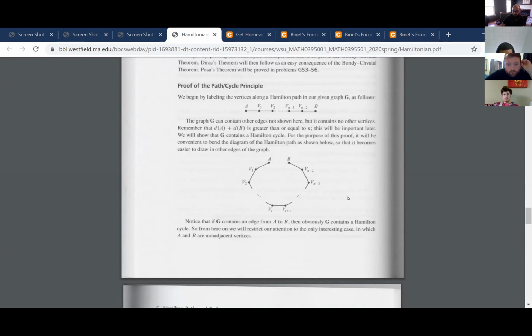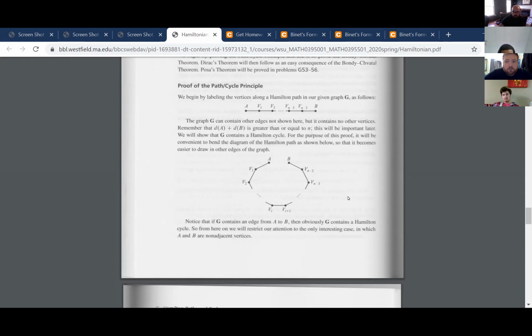So what we're assuming here is that A and B have really high degree. By really high, we mean when we add them together, you get at least the number of vertices.